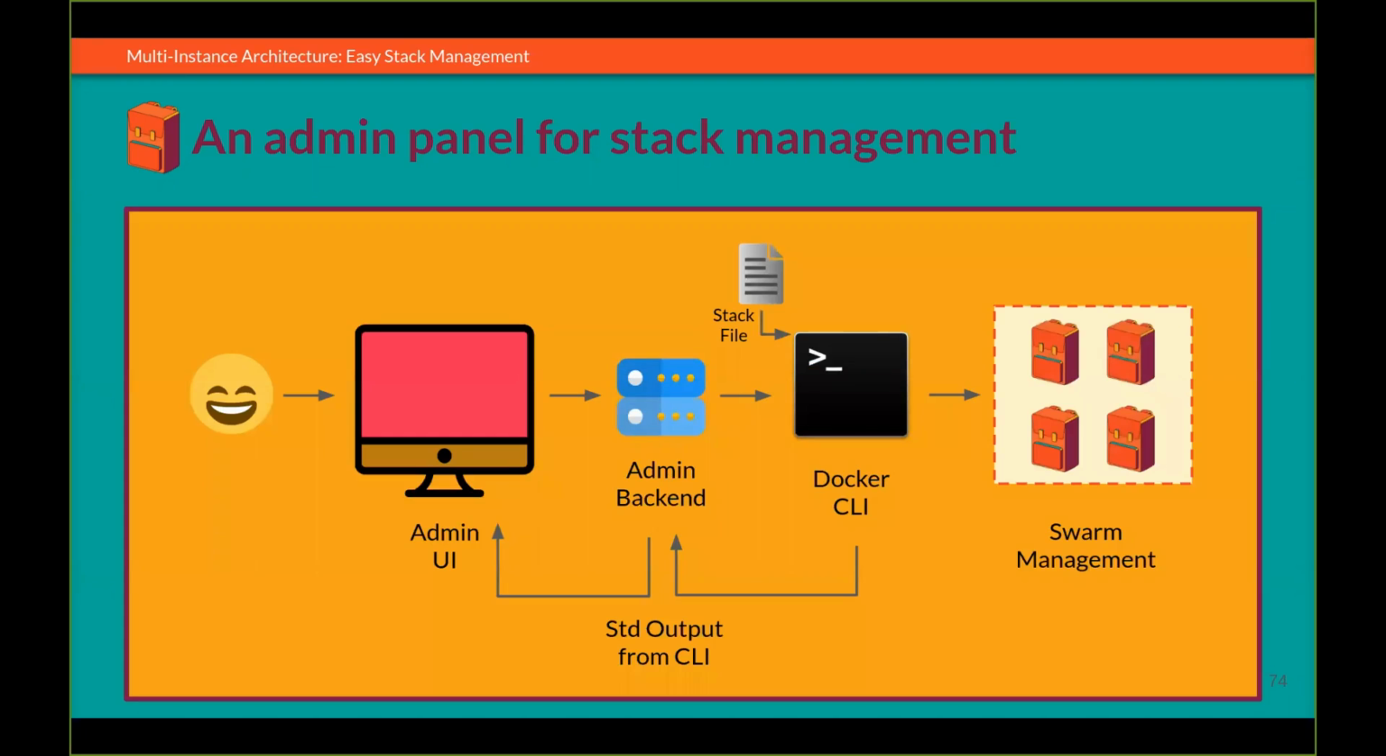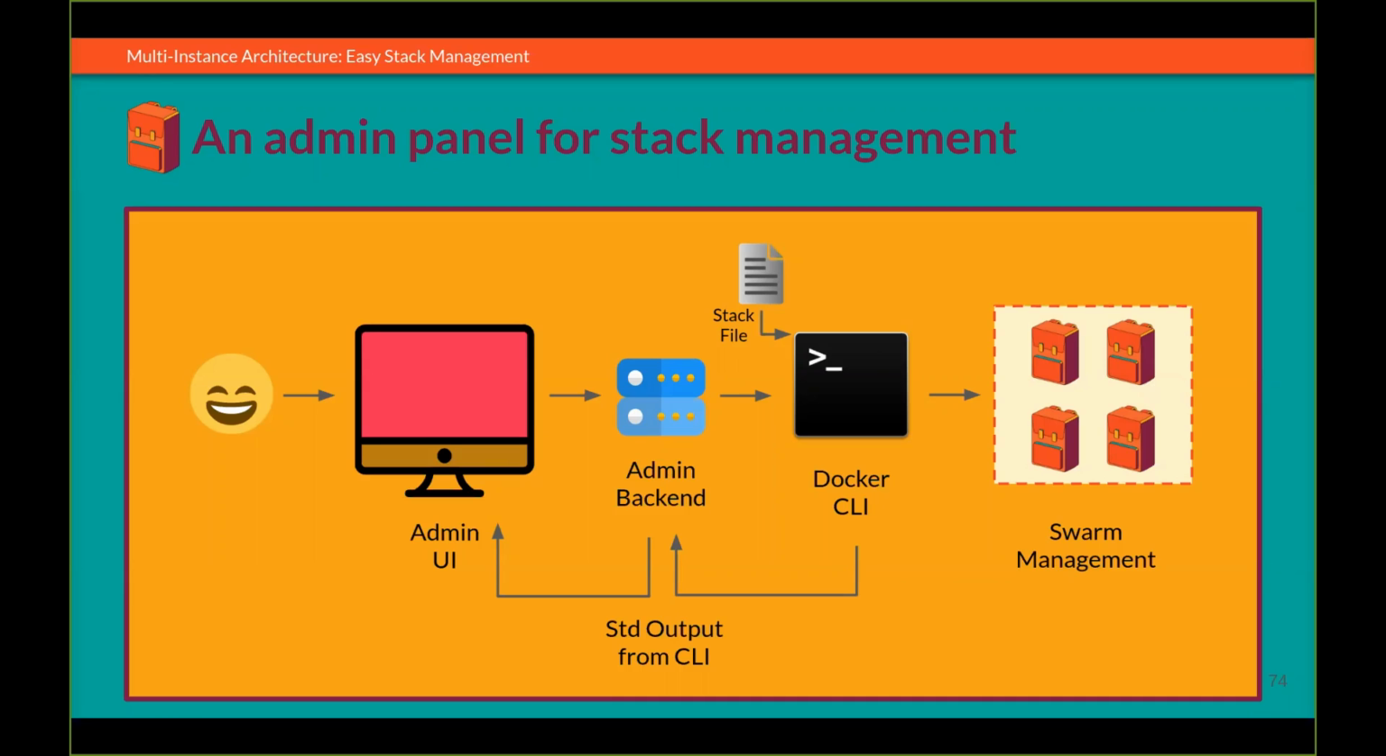And here's what we came up with. We've got our admin panel on the front end. We would build some kind of backend that would handle requests from the admin front end. That would then be able to communicate with Docker through its CLI, and we would have the stack file available to that process. And so as the administrator took different actions from the front end, it would be able to handle these different stack management tasks.